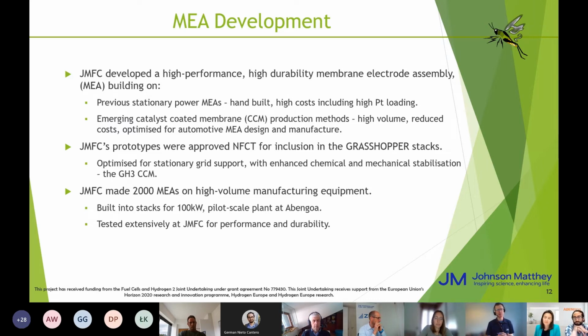And after some prototype scale runs, we made around 2,000 MEAs on that high volume manufacturing equipment. That's been built into stacks for the 100 kilowatt pilot plant by our partners NEDSTAC. Those stacks in turn have been shipped to the pilot scale plant at Abengoa in Sevilla, and they're being tested in that plant at the moment. But more importantly than that, Johnson Matthey Fuel Cells tested those MEAs pretty extensively to understand how they'll perform and how durable they're likely to be. Maria, could we have the next slide, please?